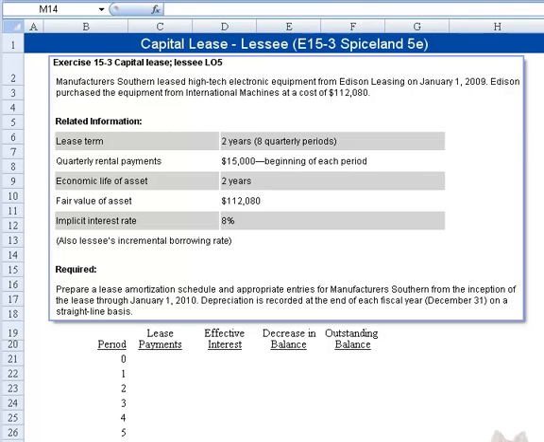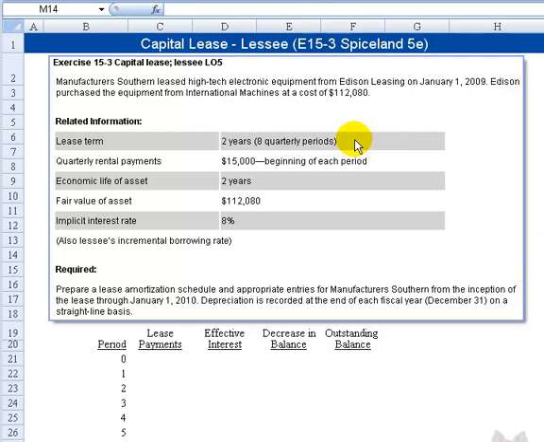Okay, let's take a look at this capital leasing problem from the perspective of the lessee. It's exercise 15-3. Manufacturer Southern leased high-tech electronic equipment from Edison Leasing on January 1st, 2009. Edison purchased the equipment from International Machines at a cost of $112,080. And here's what we know, and I'll just read this and you can watch as my mouse highlights it.